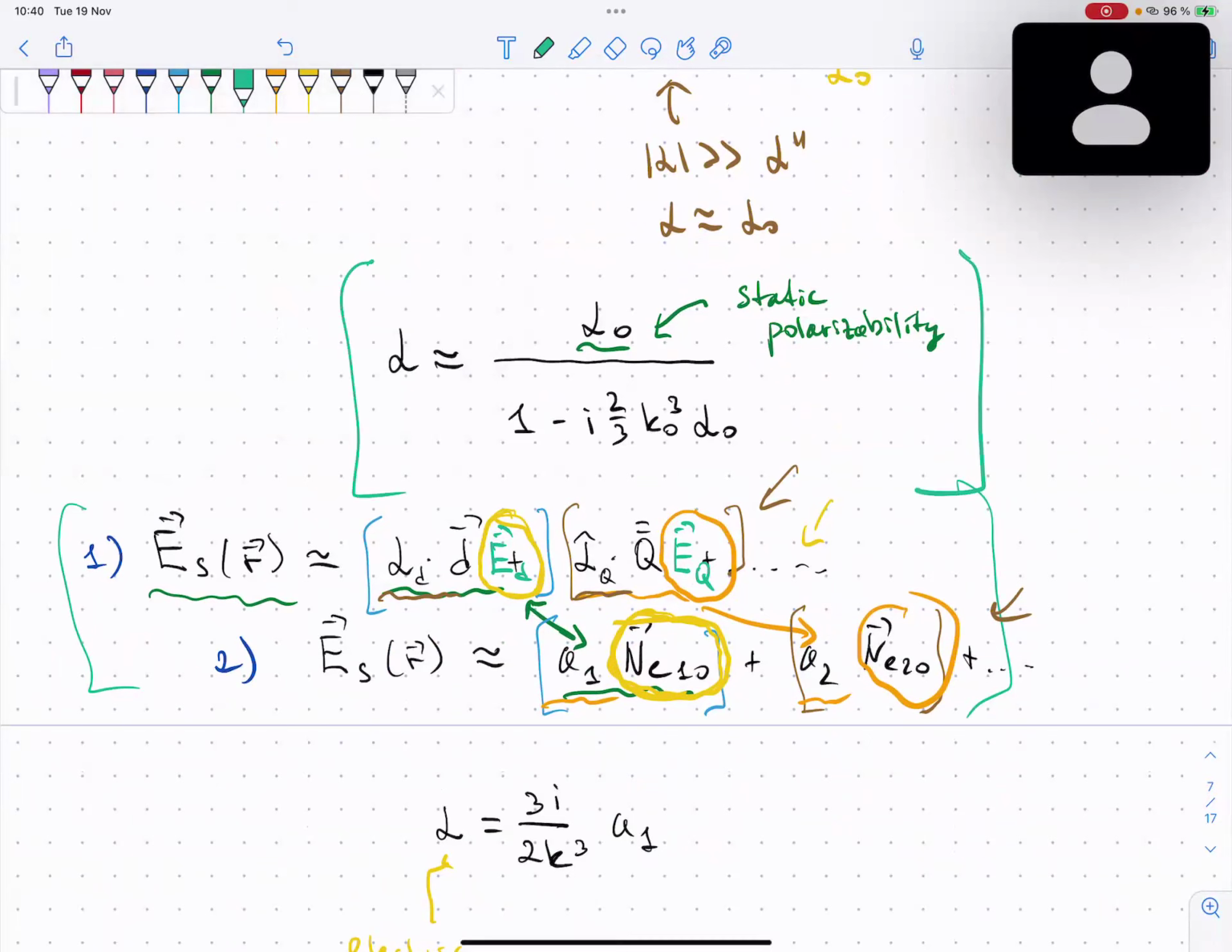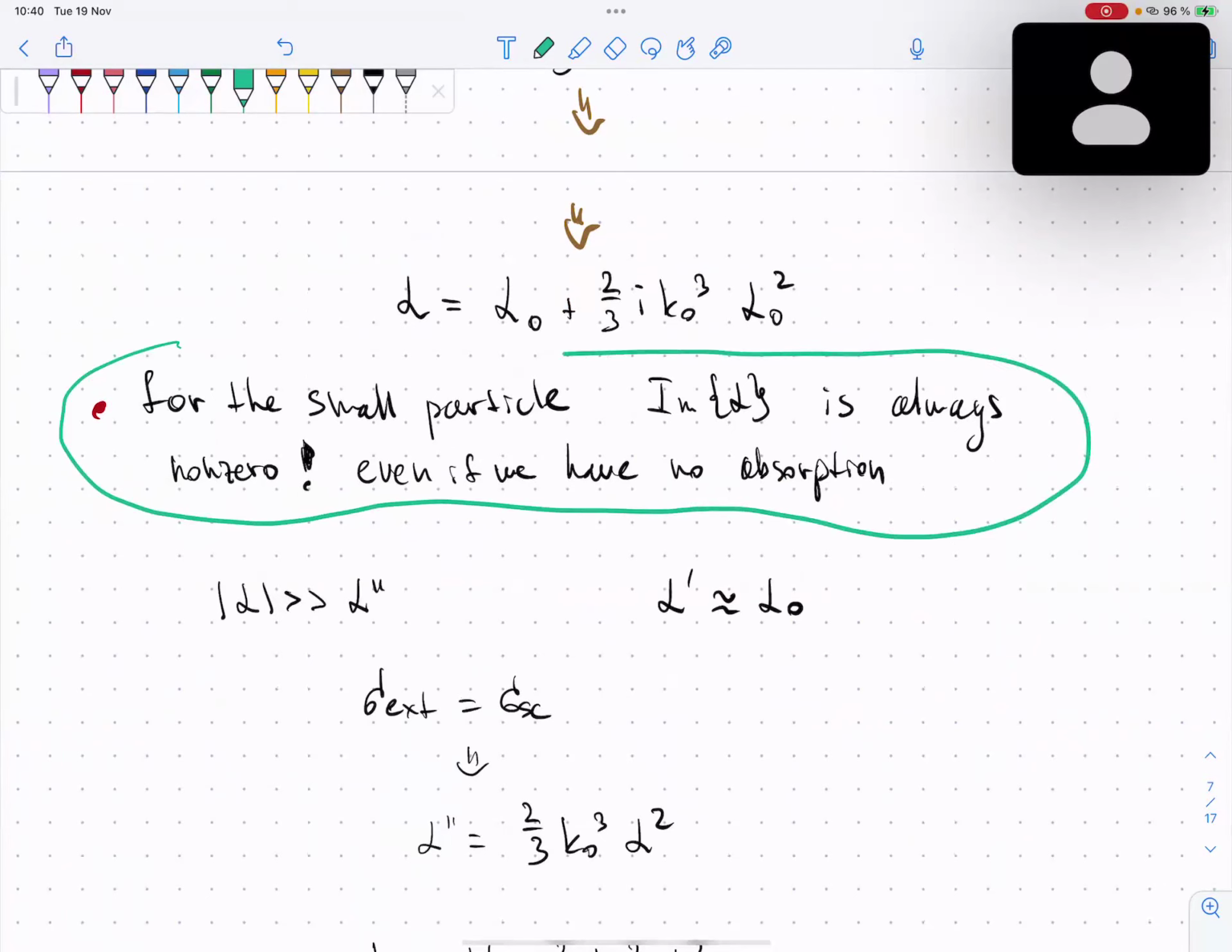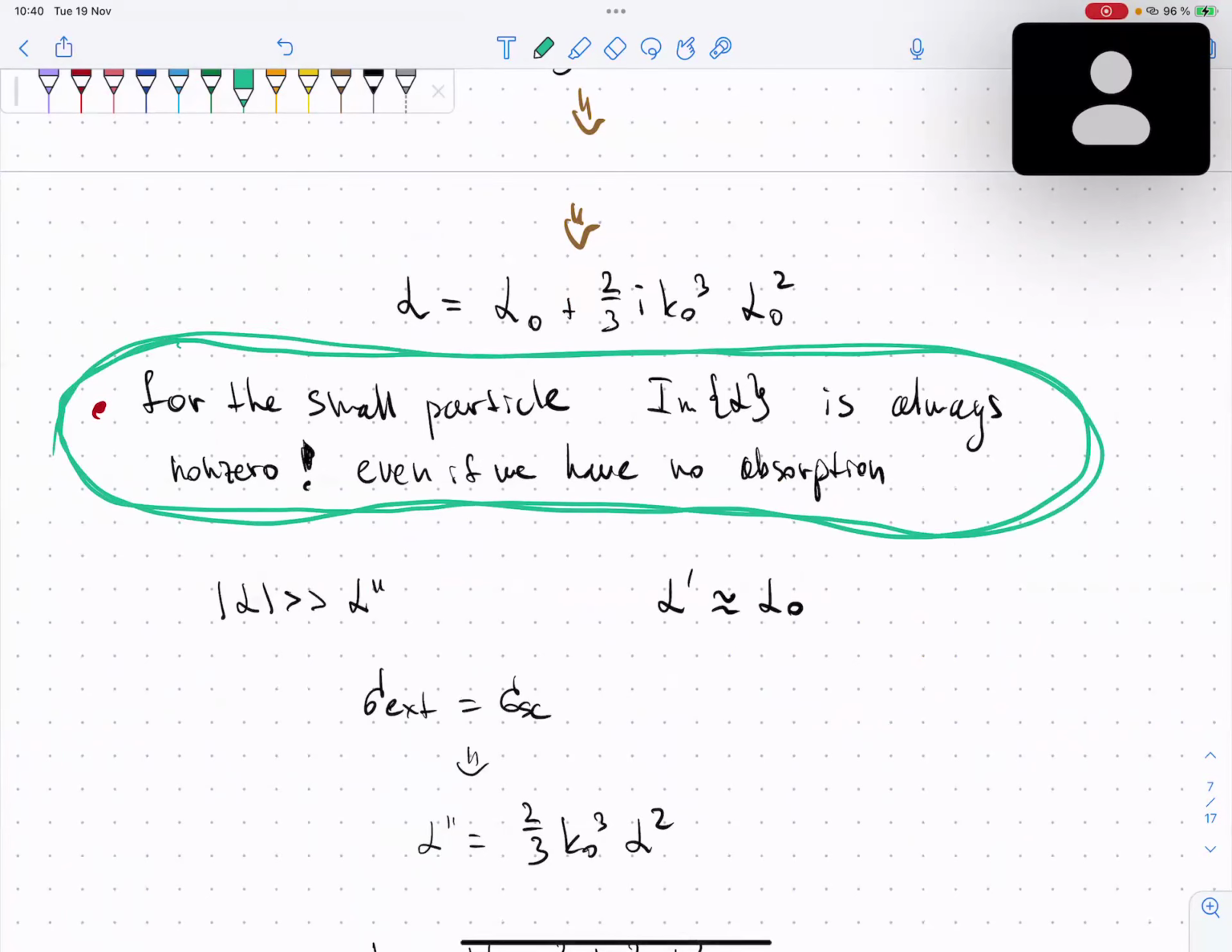So the main idea that I wanted to convey is that if we expand our Mie coefficients into a series for small particles, we can get the polarizability of this particle in terms of Mie coefficients, and we can get the same conclusion about the imaginary part of the polarizability from this.